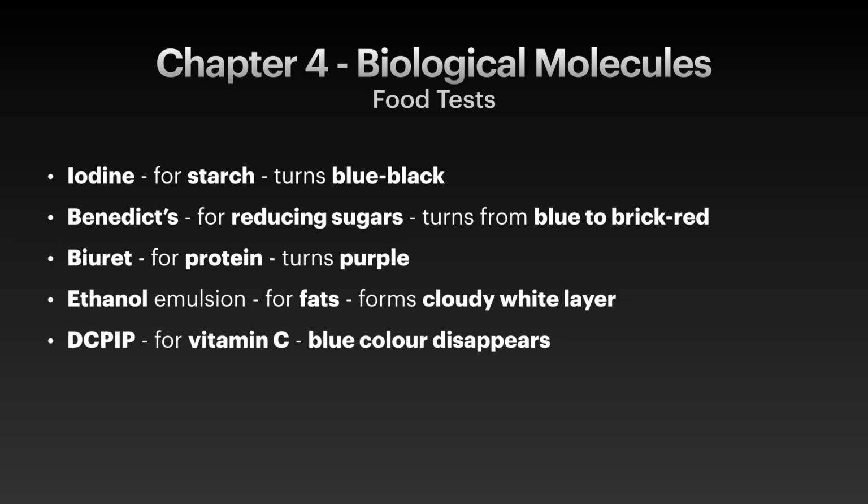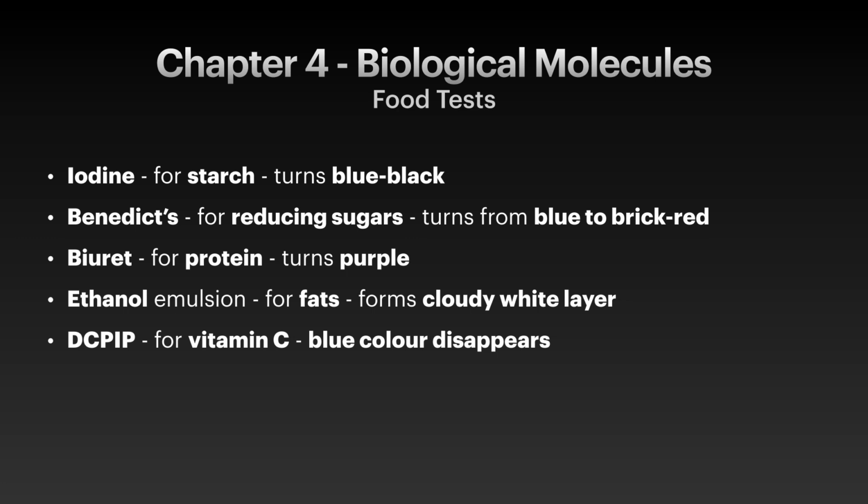And now, let's skip the theory and move on to some practical knowledge. Food tests in detecting biological molecules. In your practical exams, you need to know how to test different biological molecules. Let's go through each test carefully. Test 1 is the iodine test for starch. This is the easiest test to remember. Add a few drops of iodine solution to your sample. If starch is present, the iodine changes from brown to blue-black. No starch, it stays brown.